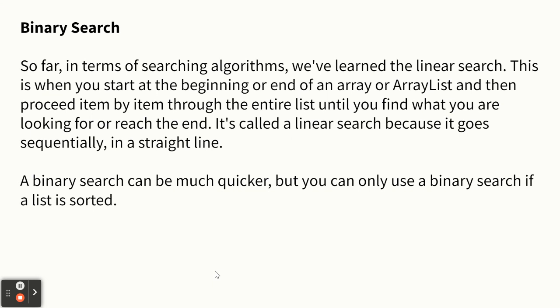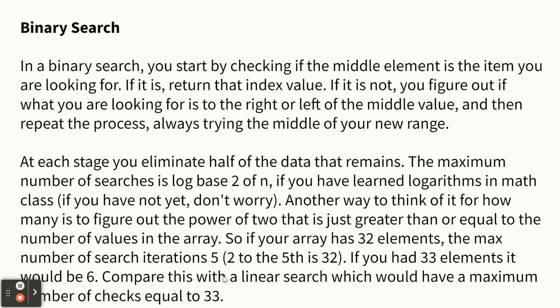All right, a binary search can be much quicker, but you can only use it if the data is sorted. But if you happen to have a sorted list, binary search is exponentially faster than a linear search. So here's how a binary search works. You start by checking the middle element and see if it's your thing. And if it is, you won. You got it on the first try.